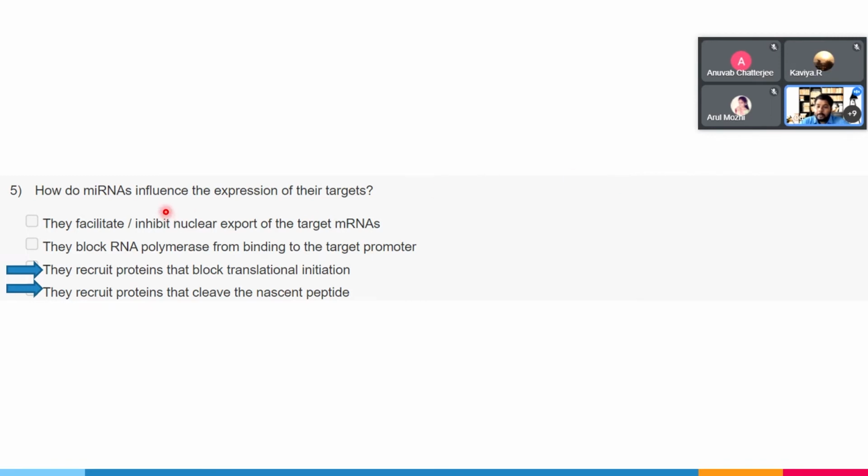So how do microRNAs influence the expression of the target? It will be the last three of them: 2, 3, and 4. They block the RNA polymerase from binding the target promoter is obviously not correct, because RNA polymerase is the protein that produces the RNA. The microRNAs influence the translational step, that is, they block the translational initiation and they recruit protein that cleave the nascent peptide. So it is actually 3.